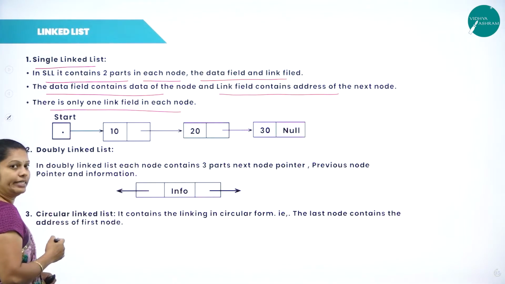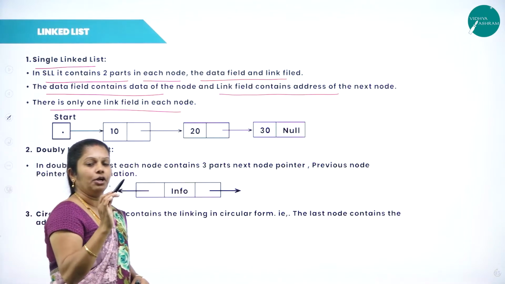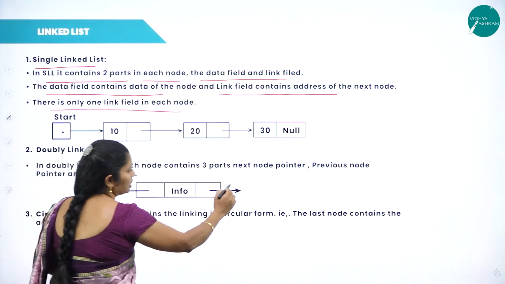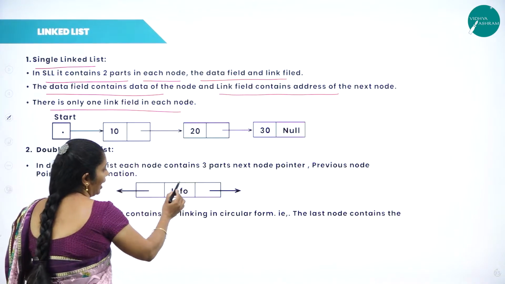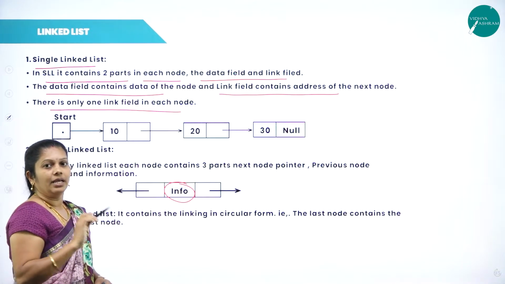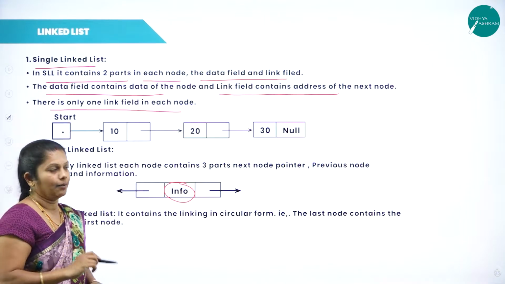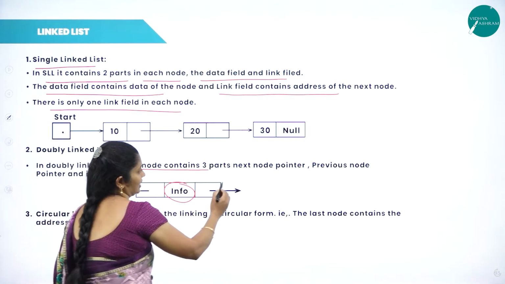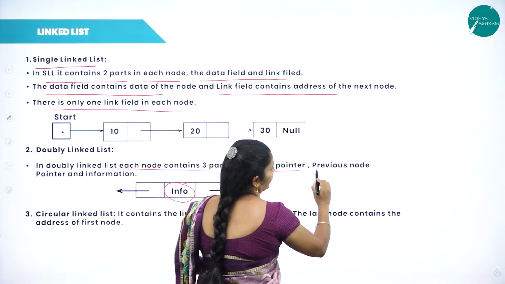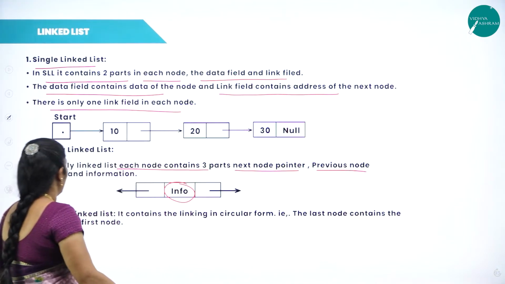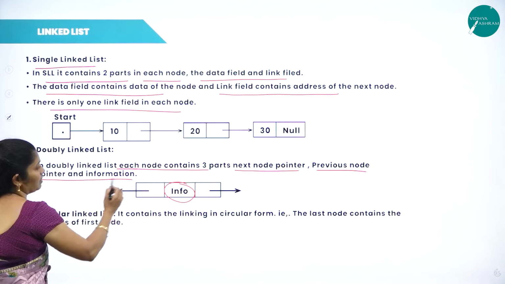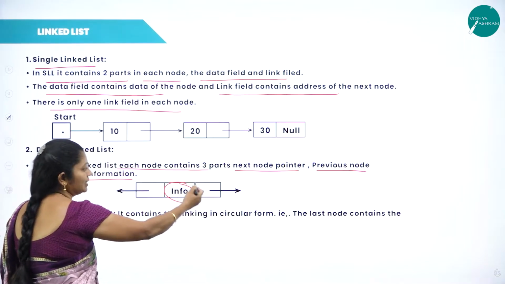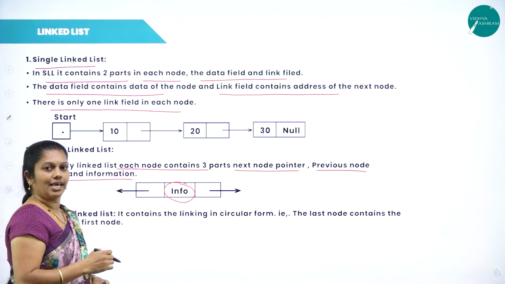But when we come to the doubly linked list, there we have three parts: the previous node address, the forward node address, and in the center part, the actual data. So in a doubly linked list, each node contains three parts: the next node pointer, the previous node pointer, as well as the information.